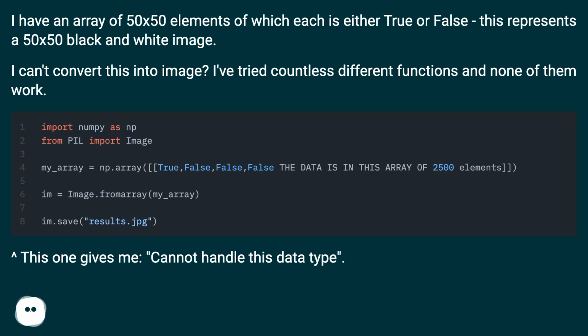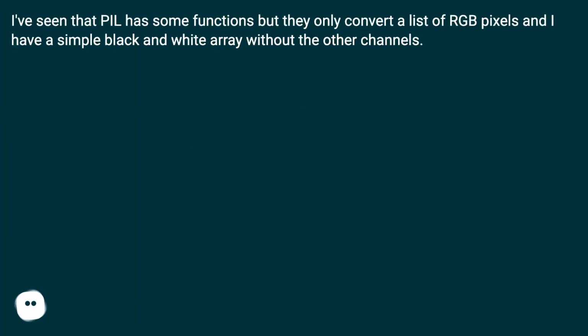This one gives me, "cannot handle this data type." I've seen that PIL has some functions but they only convert a list of RGB pixels and I have a simple black and white array without the other channels.